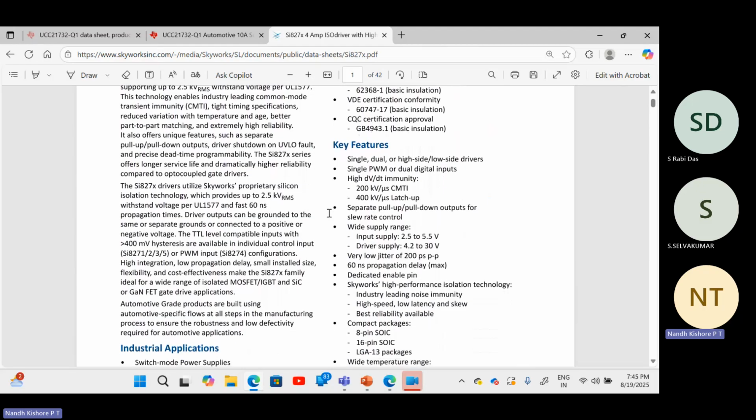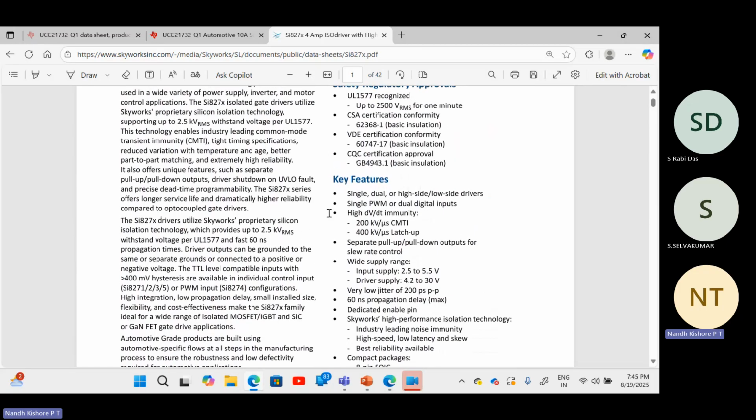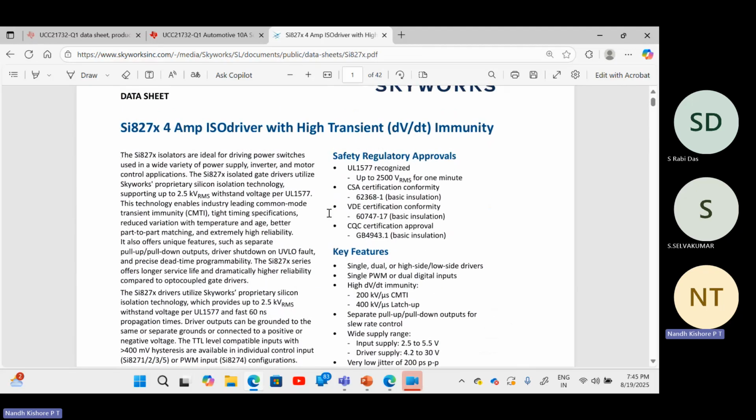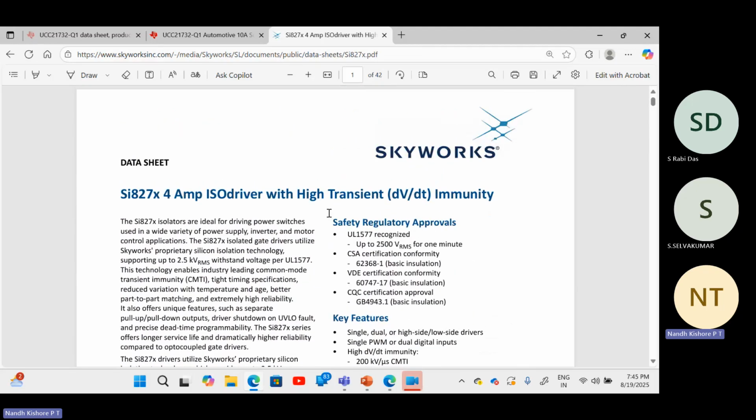I think you can use this. To be fair, I think we have used this in our lab for other applications, and so far it has worked fine. It is the 4 ampere driver, if I remember. Yes, this is a 4 amp driver. It can be used, and I think it gives good performance.